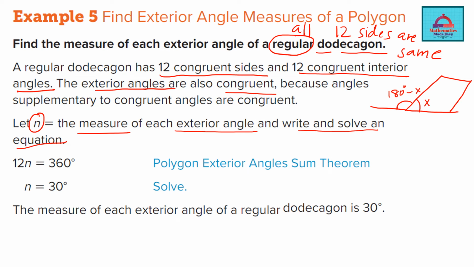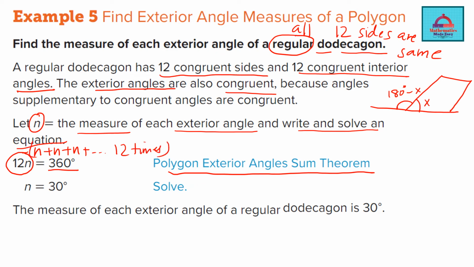So since n is the measure of one exterior angle, there are going to be 12 exterior angles, so the sum total of them will be 12n, and that is equal to 360 by the polygon exterior angle theorem. So if you add all of those exterior angles, n plus n plus n, how many times? 12 times. Why 12 times? Because there are 12 congruent sides. So it will come out to be 12n. That's how you get it. Now you divide by 12 on both sides. n is 30 degrees. So the measure of each exterior angle of the regular dodecagon is 30 degrees. That's how you solve the question.